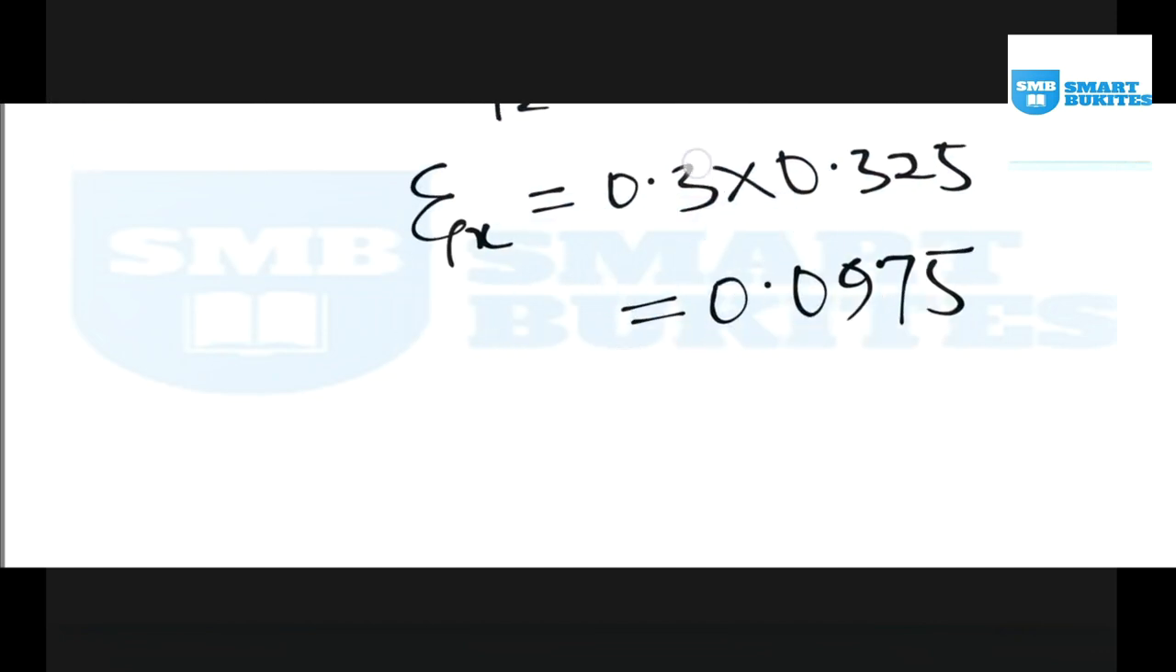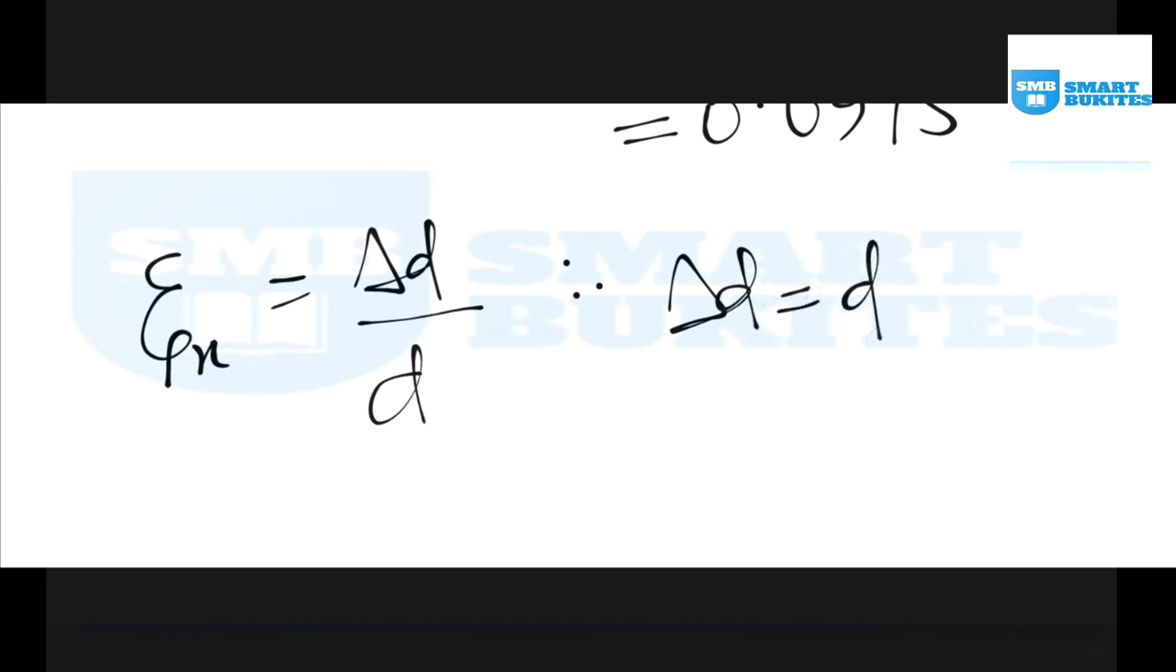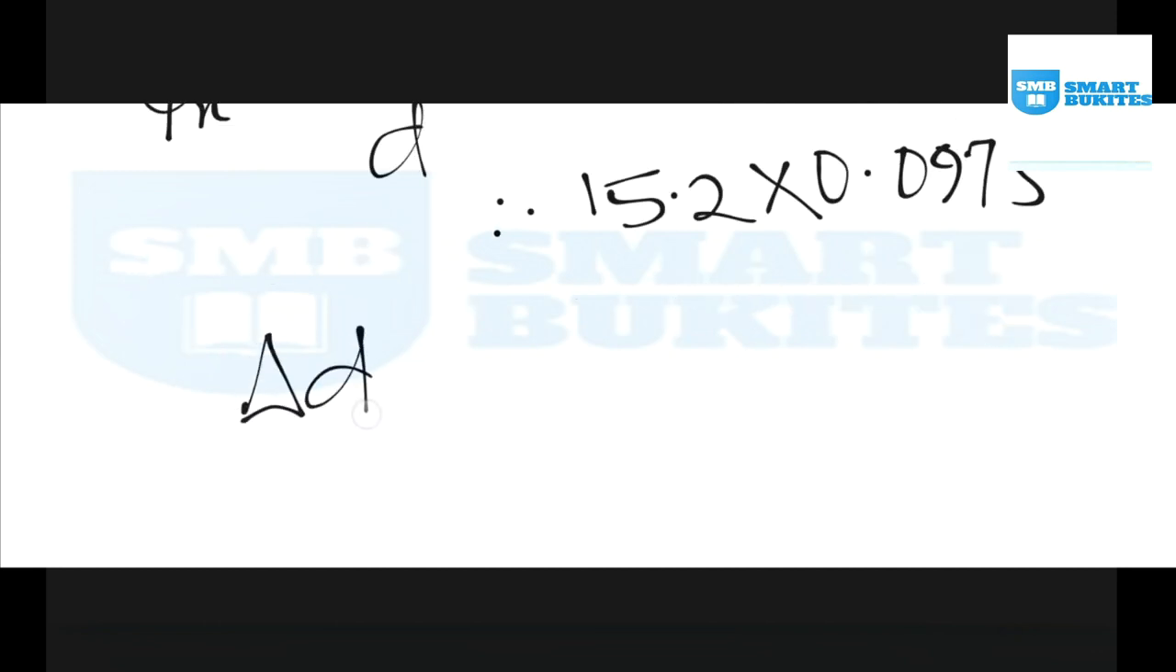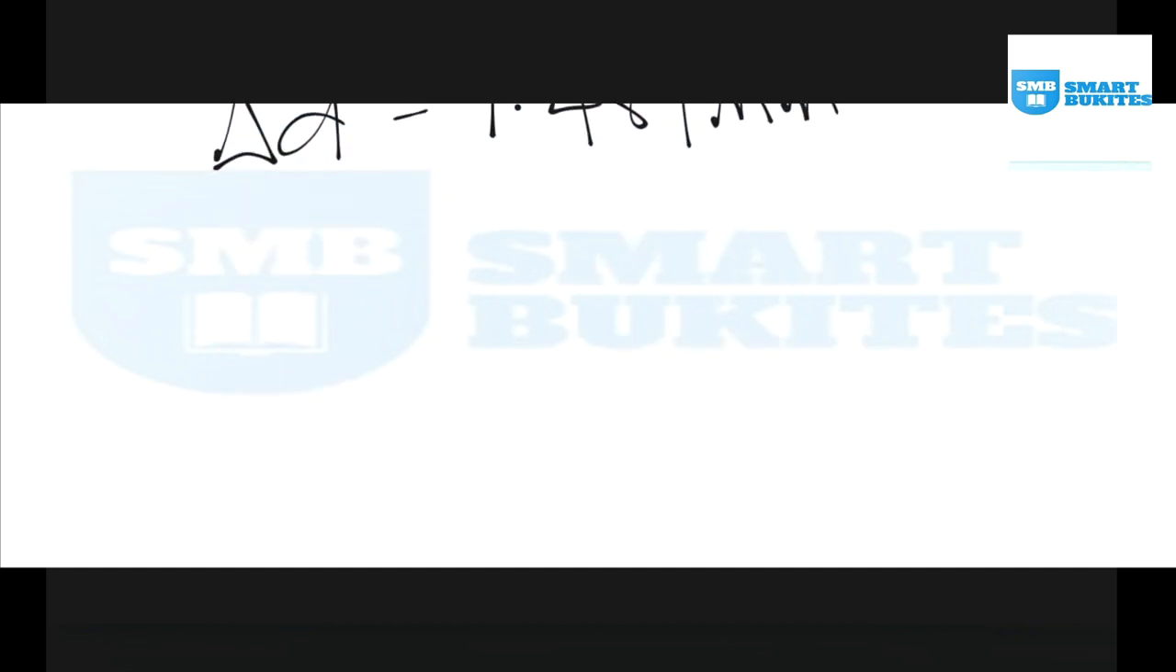Now we can find the change in diameter, because we know that the strain is equal to the change in diameter over the original diameter. Therefore, the change in diameter will be equal to the original diameter multiplied by this strain. Therefore, 15.2 millimeters multiplied by the strain, which is 0.0975. Calculating correctly in your calculator, you'll see that the change is going to be equal to 1.484 millimeters.